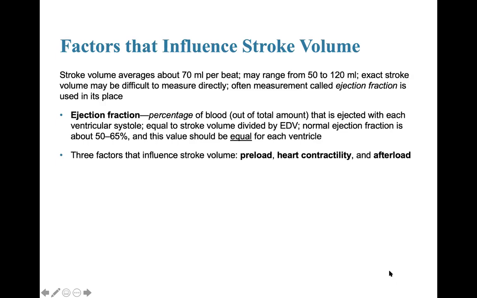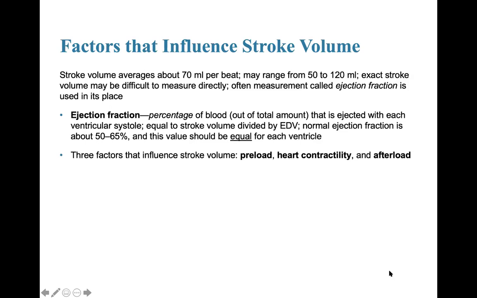The ejection fraction is the percentage of blood out of the total amount that is ejected with each ventricular systole. It is equal to the stroke volume divided by the end diastolic volume. Normal ejection fraction is about 50 to 65%, and this value should be equal for each ventricle. I've seen that some people that have congestive heart failure, their ejection fraction can be as low as 10 to 15%, in which case they are really getting to the point of not being able to perfuse their tissues very effectively.